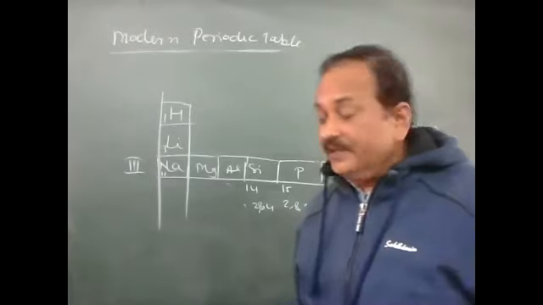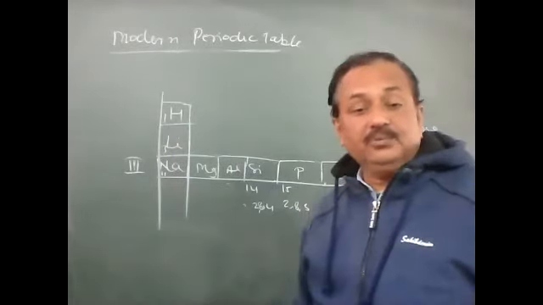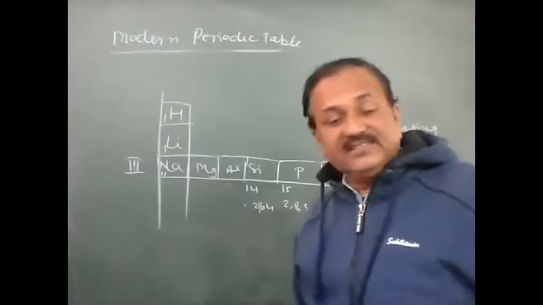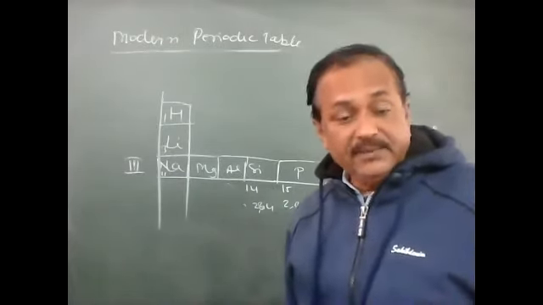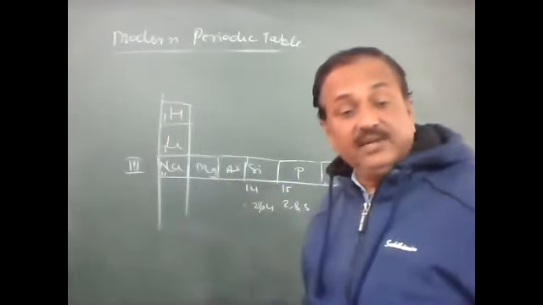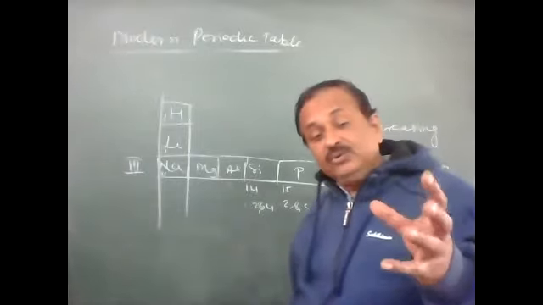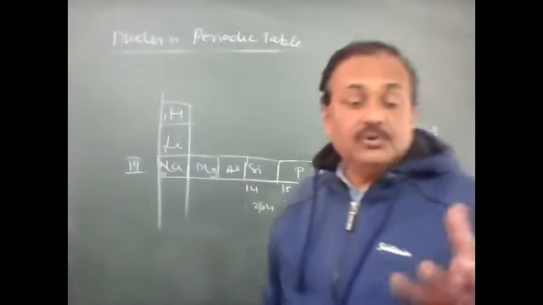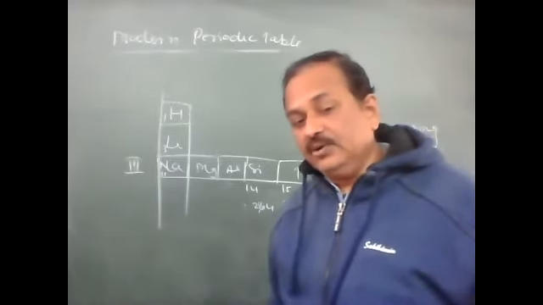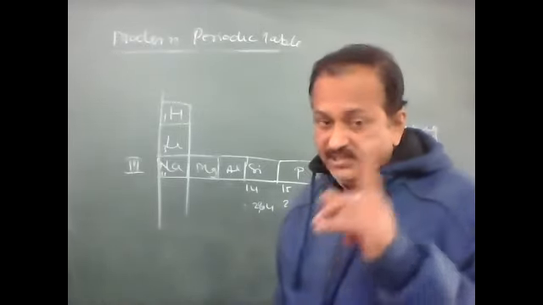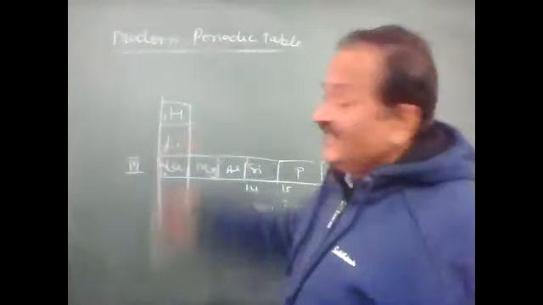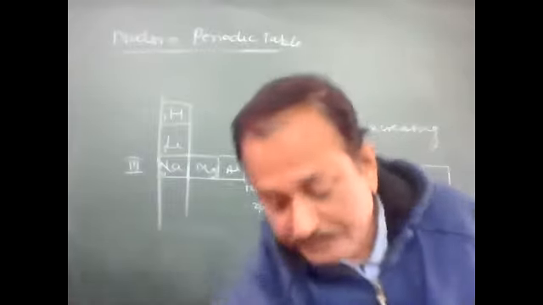Once again, I am repeating, in a group, when we move from top to bottom, atomic size keeps on expanding because with the successive elements, there is the addition of a new shell, a new orbit, which is unable to hold the excess of electrons, and so atomic size keeps on increasing from top to bottom. So this is the trend in case of a group. Atomic size keeps on increasing.